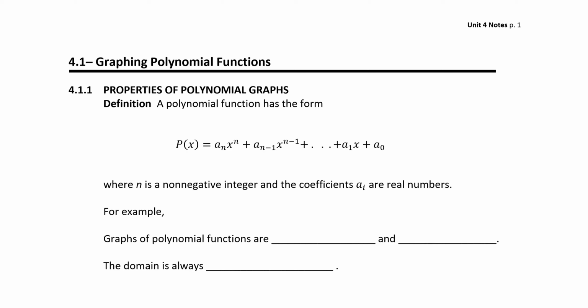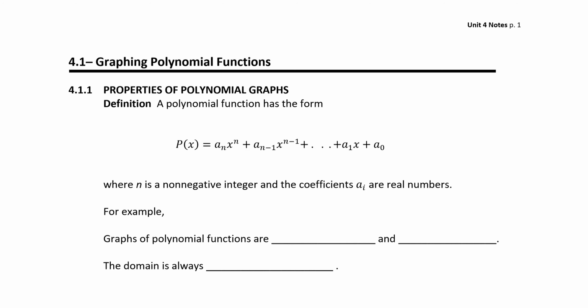Welcome to the first lecture video for Unit 4. In section 4.1, we will learn about graphing polynomial functions. Now we've graphed a few very basic polynomials using transformations, but in this section we're going to learn about more complicated polynomial functions for which we cannot observe the transformations. In 4.1.1, we'll learn about properties of polynomial graphs.